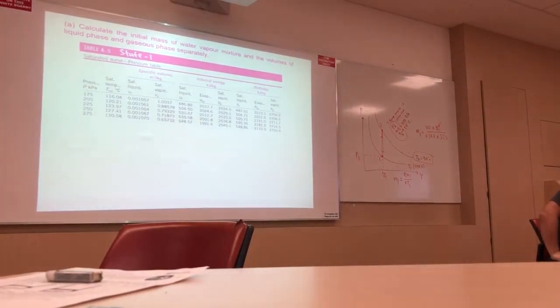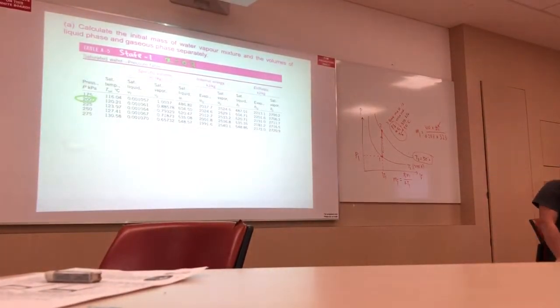What is state 1? 200 kilopascal with the quality of 0.7. Then I know Vf, this one, and Vg, this one. So what is the initial temperature T1? What is T1? Tell me. T1 is 120.1, right?